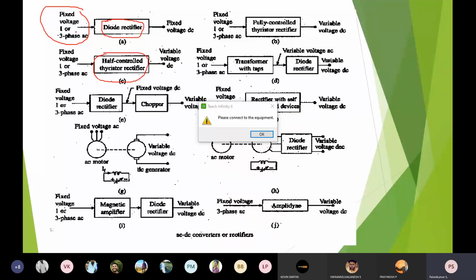So, what is the energy source? What is the requirement of the motor? These two will decide the type of power modulator needed. This is called the power modulator.